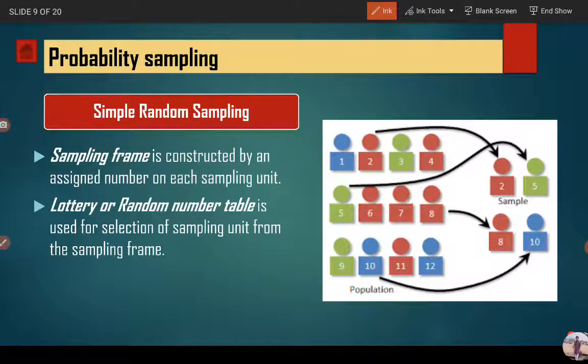So here you can see that the sampling frame is done. The sampling frame is done by numbering the population 1 to 12, and from this sampling frame, sampling units 2, 5, 8 are selected from this population by lottery or random number table, and this is the main principle for doing simple random sampling.